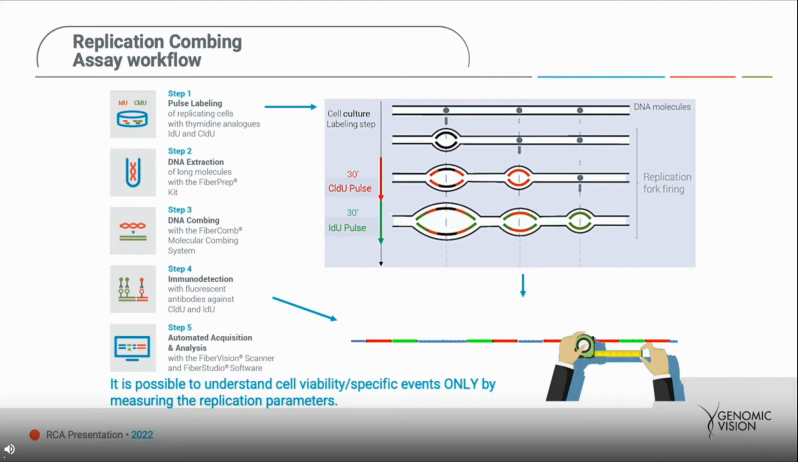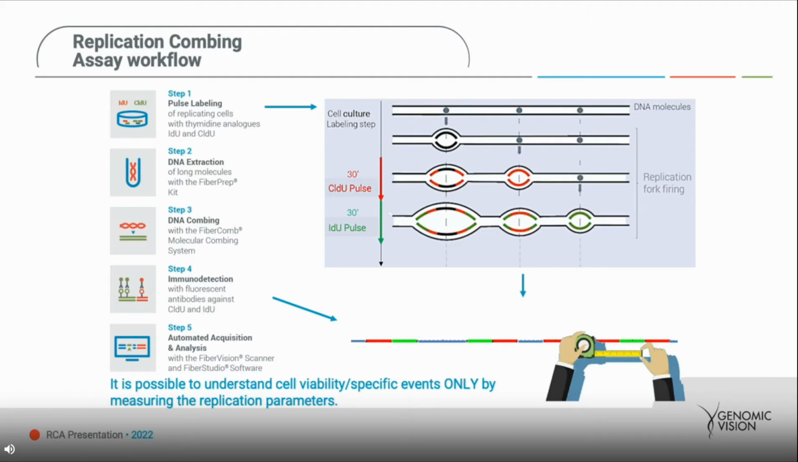We can then see the entire replication track with in blue the counterstaining of the single-stranded DNA with YOYO, and the replication tracks in red and in green for CldU and IdU. We allow the identification of the origin of replication as well as the timing when the replication was firing during the 60 minutes of the two different pulses. By using RCA, we can then have an accurate measurement of each single tracks in order to have precise statistical analysis.